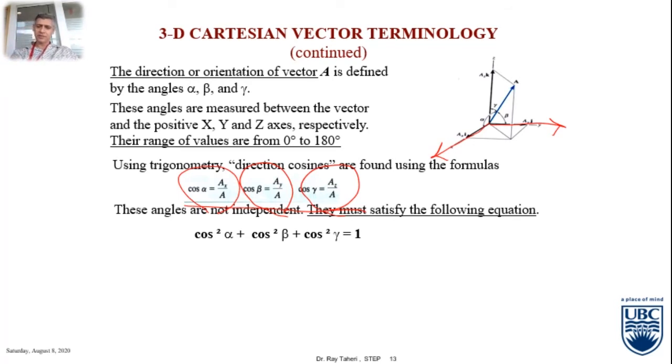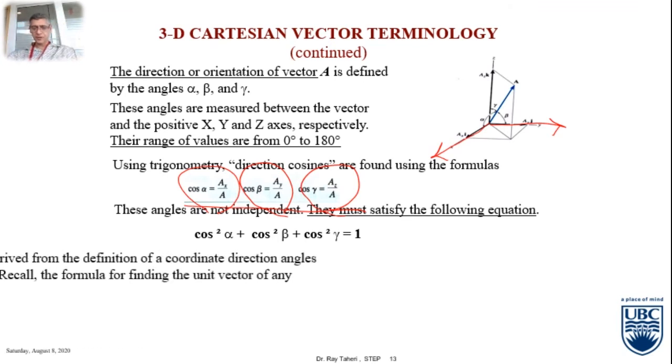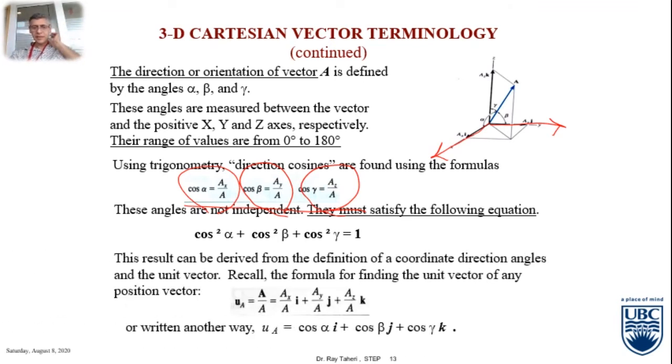So that is a simple proof of the formula, but don't forget: the cosine of the angle with x squared plus the cosine of the angle with y squared plus the cosine of the angle with z squared, the summation of them, is equal to 1. This is a very important formula. That's one.